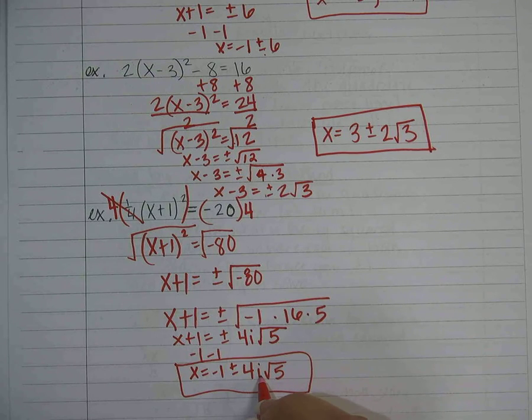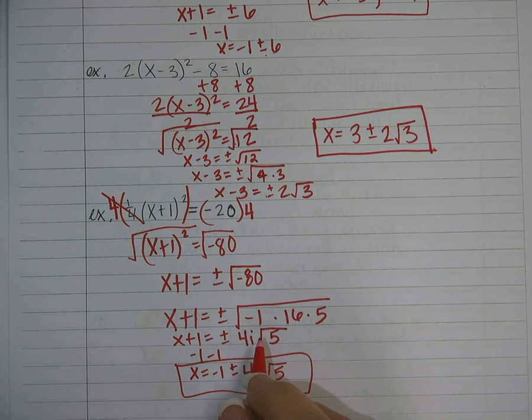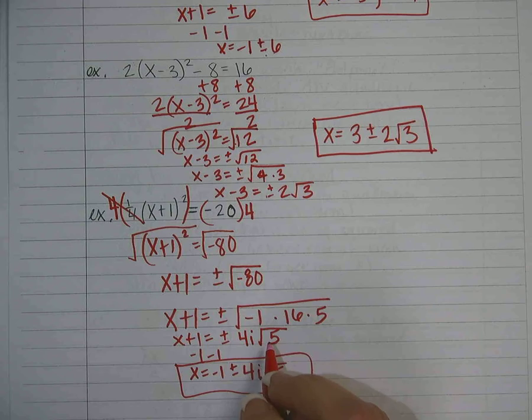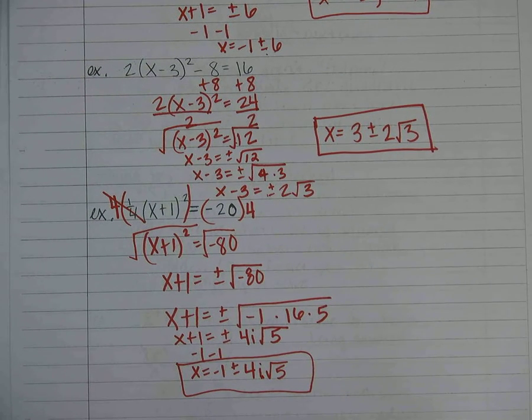Okay, don't let these i's scare you. It's just if you have a negative number, make what's inside positive and put an i outside. That's how you deal with it. Okay, so don't let the i's scare you.